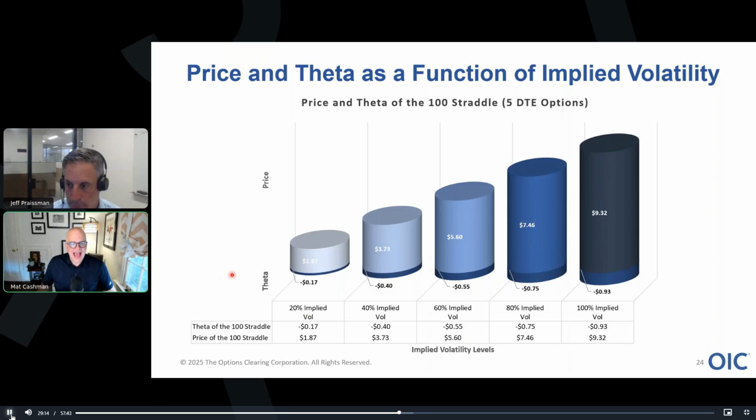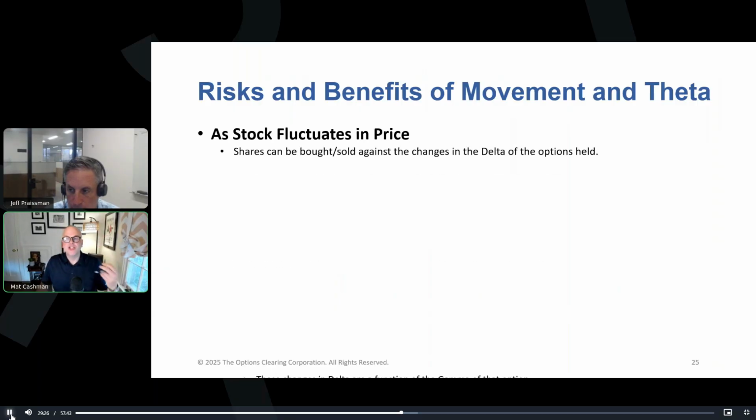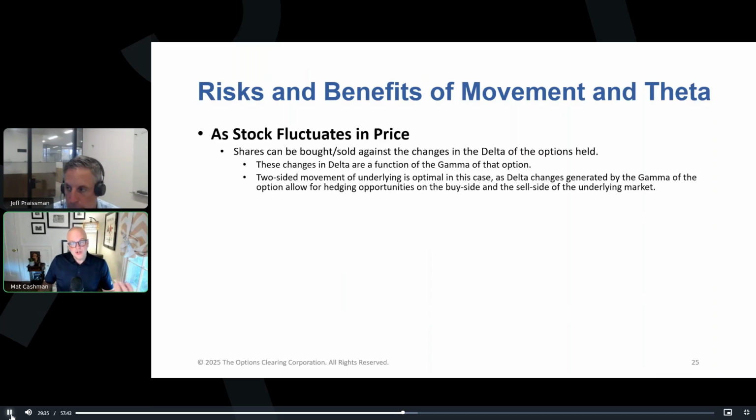And as you start to add implied vol to these, the extrinsic value starts to go up, but the theta goes up too. So that's an important thing to think about as well. As stocks fluctuate in price, shares can be bought and sold against it. You can scalp gamma against these situations when the delta of the options is changing because the underlying is changing. And in that case, two-sided movement is the best possible scenario because you get to buy stock below the strike and sell it above the strike, et cetera, et cetera.